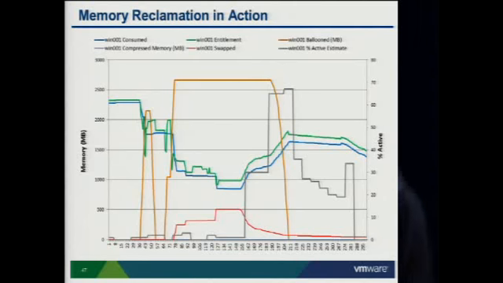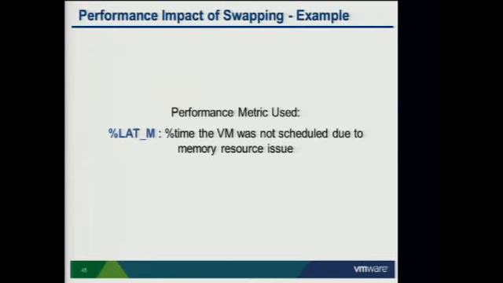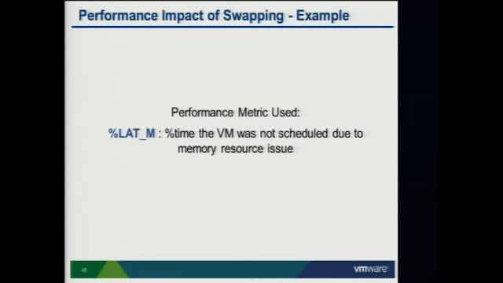Okay? All right. Now let's take a look at the memory reclamation performance impact. As Kit mentioned, to measure the performance impact, we'll use memory latency. And since we're using ESXtop, the memory stat is called memory latency, percent of memory latency. So basically the same idea as the one that Kit pointed out. It's the percent of time the VM is not scheduled due to memory resource issues.